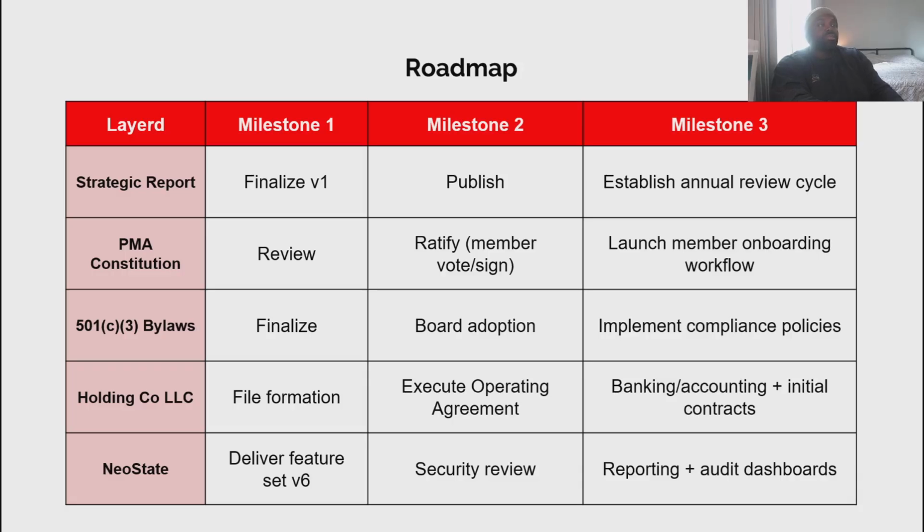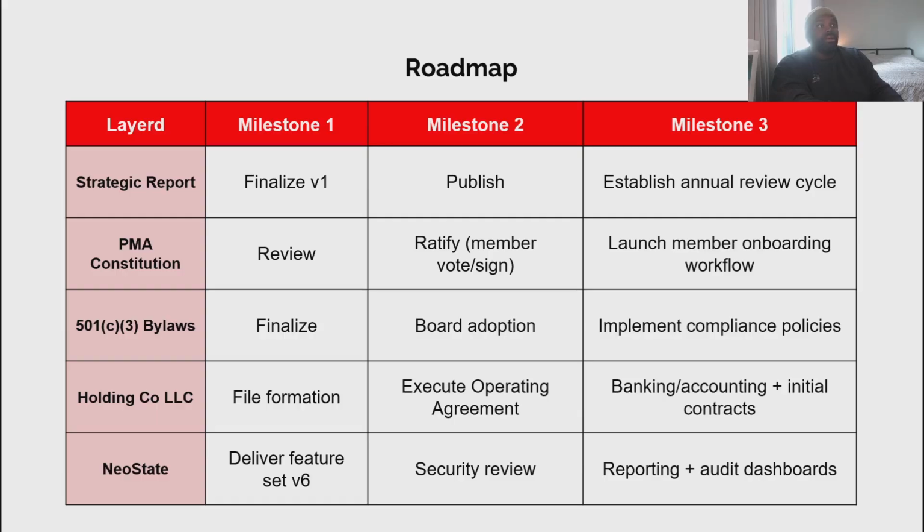The goal is to stand up every layer in a control order so we don't mix authority or create compliance risk. We lock in the strategic report version 1 so we can publish because it aligns priorities and prevents drift. In parallel, we complete the PMA Constitution charter through review and ratification so member governance is real and enforceable for consenting members. Next, we draft, finalize, and adopt the 501c3 bylaws to ensure nonprofit governance and fiduciary compliance are solid before expanding public-facing programs.